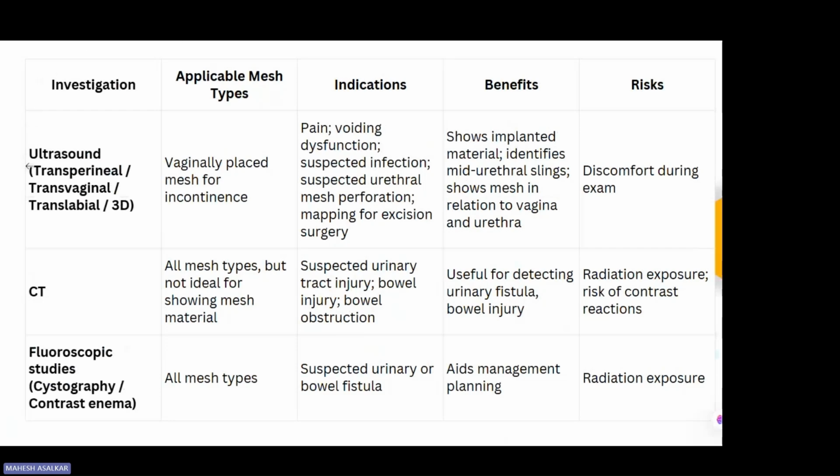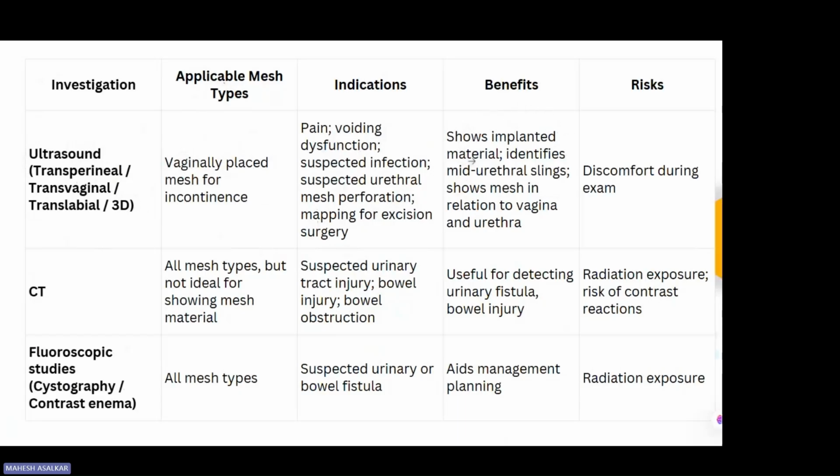Another is ultrasound. It may be transperineal, transvaginal, and translabial. Because with MRI, what happens? Availability is an issue. While the most important and easily available is the ultrasound. So it is applicable for vaginally placed mesh for incontinence. You can go ahead with this ultrasound. Indications will be pain, voiding dysfunction, suspected infection, suspected urethral mesh perforation, and mapping for excision surgery. So that is the role of ultrasound.